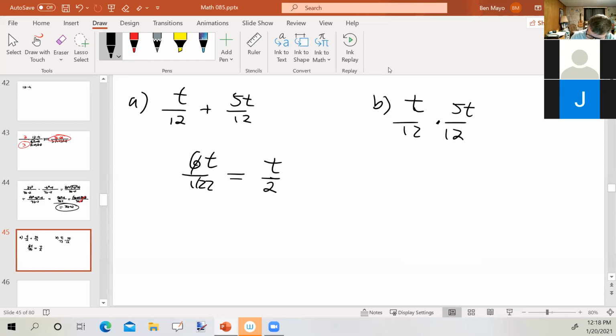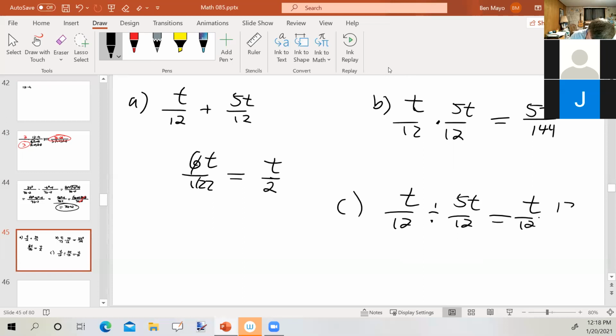T over 12 times 5t over 12 would be 5t squared over 144. And there's even part C. That's what Moses did, part C, which says t over 12 divided by 5t over 12. That's going to become t over 12 times 12 over 5t. The 12s are going to reduce down, the t's are going to reduce down, and I've got 1/5.